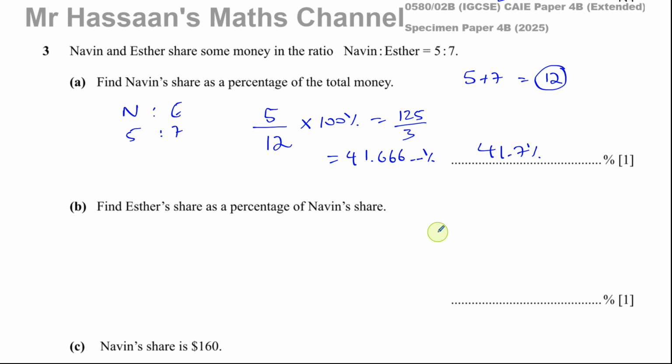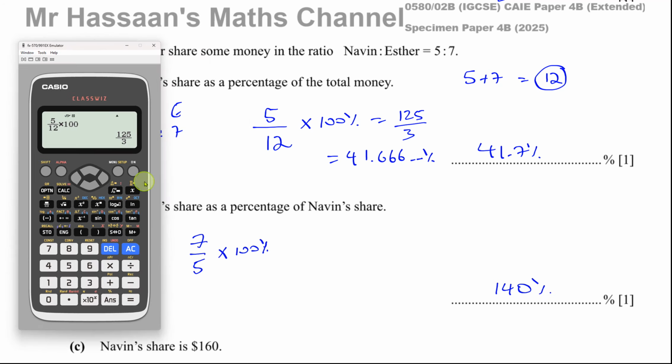Find Esther's share as a percentage of Navin's share. So Esther takes 7 parts and Navin takes 5 parts, so it's 7 over 5 times 100%. That's going to be 140%. We can put that in the calculator, but I know the answer to that because it's pretty simple: 7 over 5 times 100. That's going to be 140%.